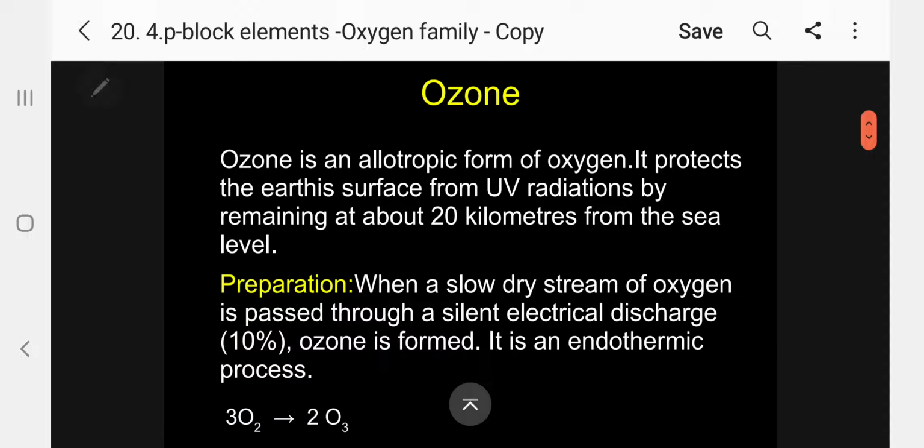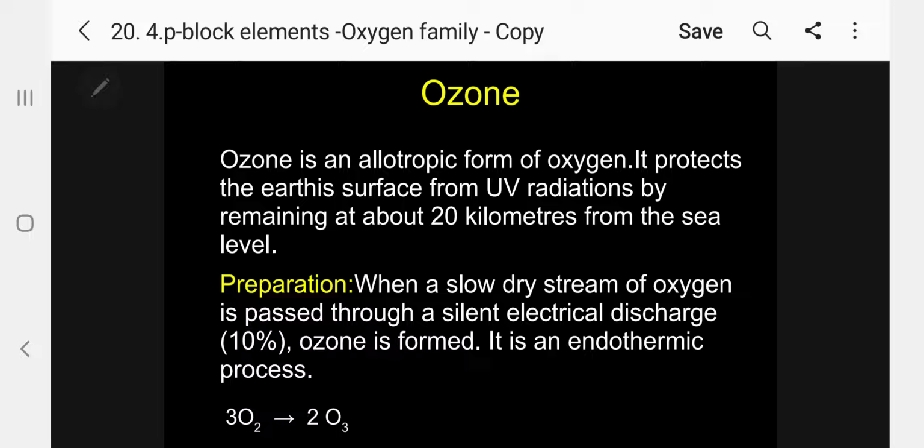First, let me take ozone. We know the formula O3. Ozone is an allotropic form of oxygen. It protects the Earth's surface from UV radiation by remaining at about 20 kilometers from the sea level.